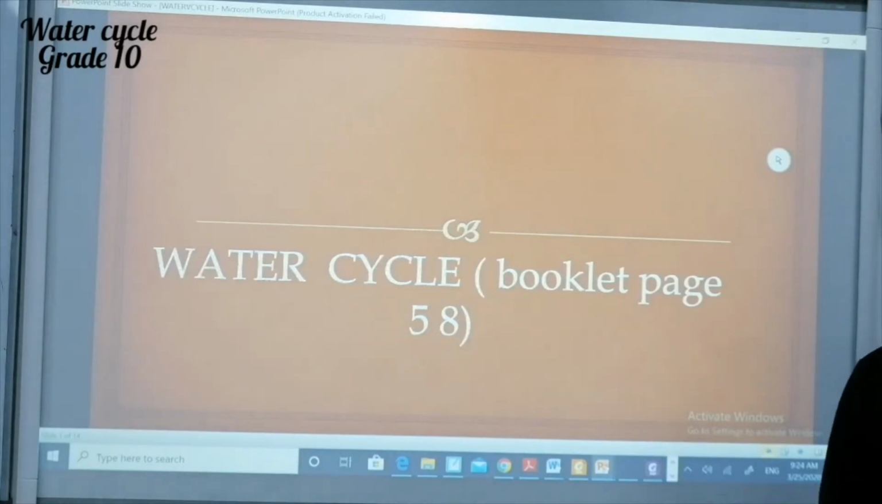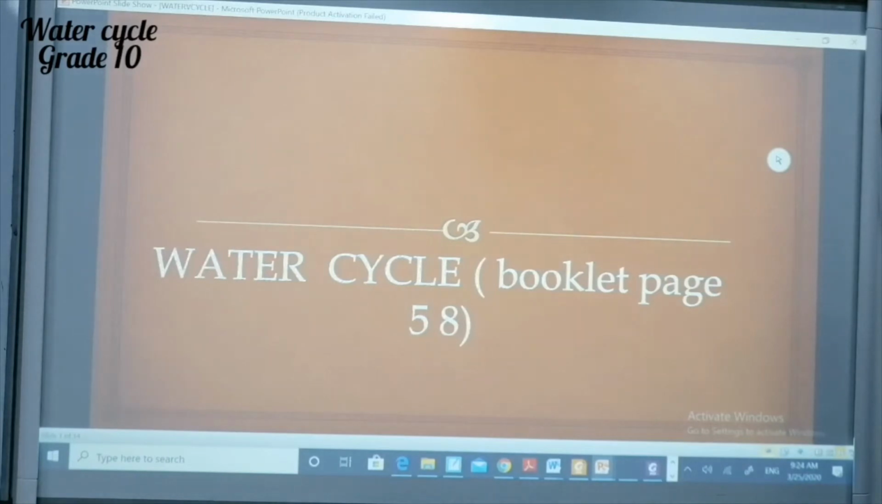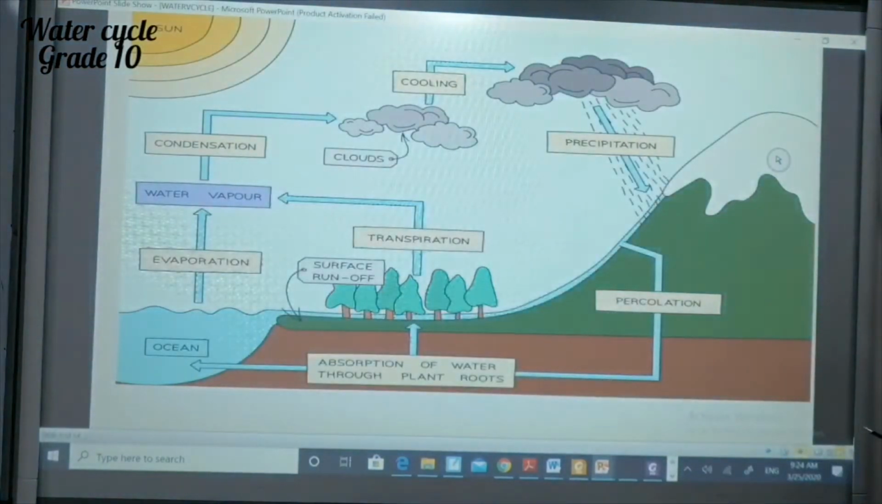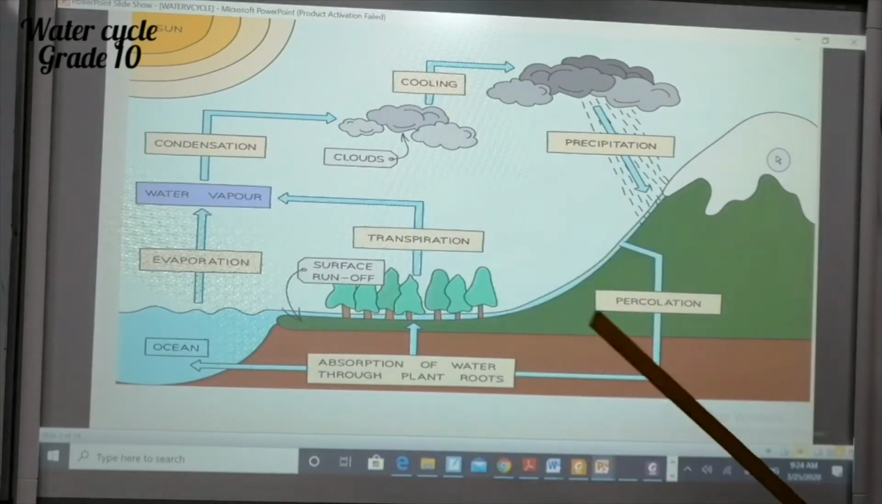Okay, this is quite easy because we're familiar with how water changes its state and how all of this happens. So when all of this happens, we say it's a water cycle. So we want to see how water goes round and round and round. All right, let's start. So this diagram represents the water cycle.